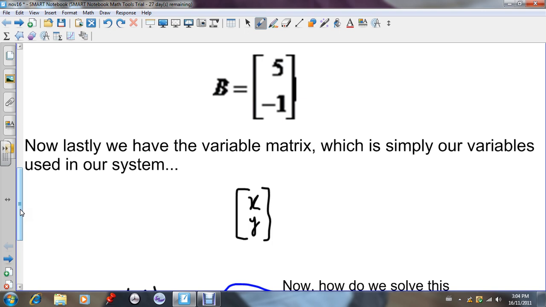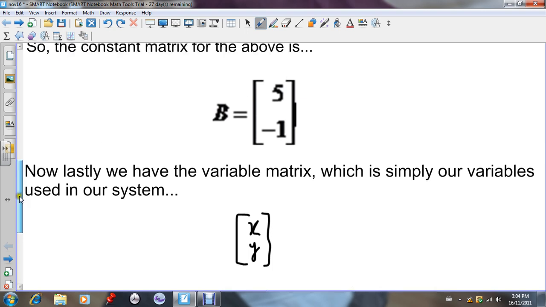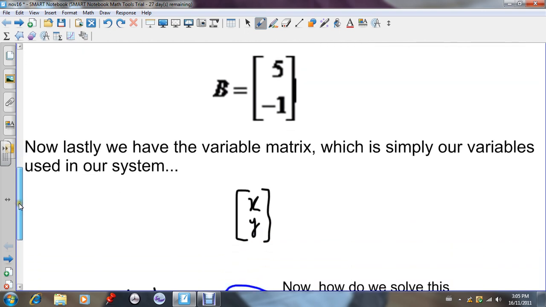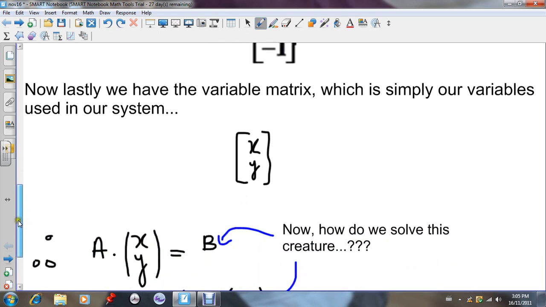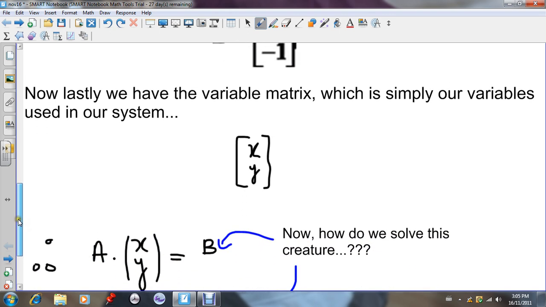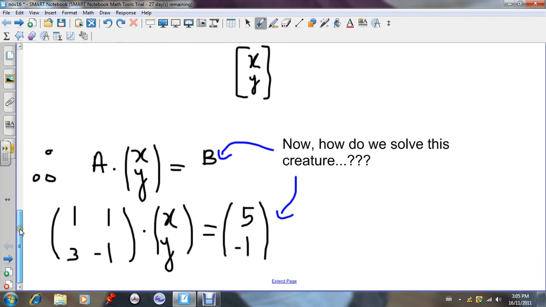Now, boys and girlies, now that we have the variable matrix, the coefficient matrix, and the, what do I call that? Constant matrix, sure. Here's what we do. We know that we're going to say matrix A, which is the coefficient matrix down here, times our variable matrix xy has to equal the constant matrix right here.